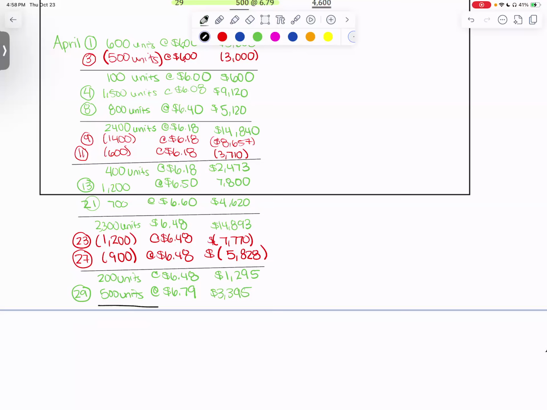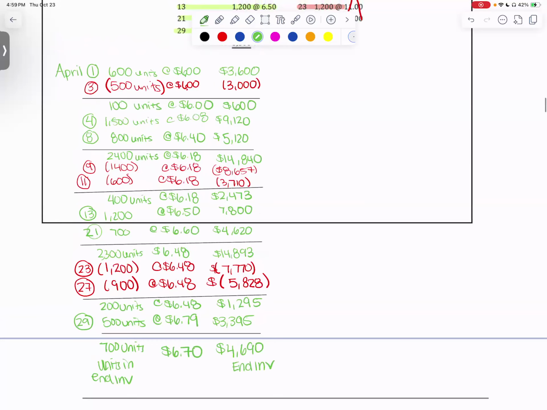And so our ending inventory is going to consist of 700 units. Our total cost of our ending inventory is 4,690. If we take that cost of our ending inventory, divide it by the number of units in ending inventory, we'll arrive at our weighted average cost for our ending inventory, and that's $6.70.